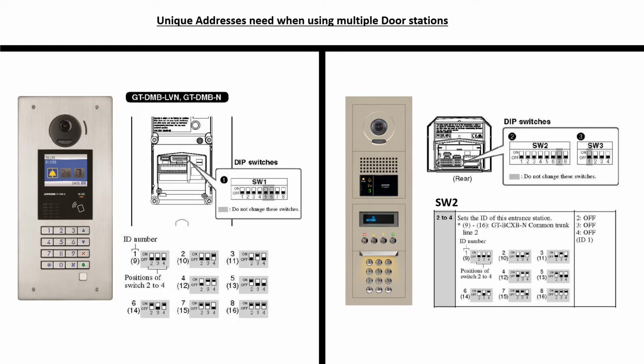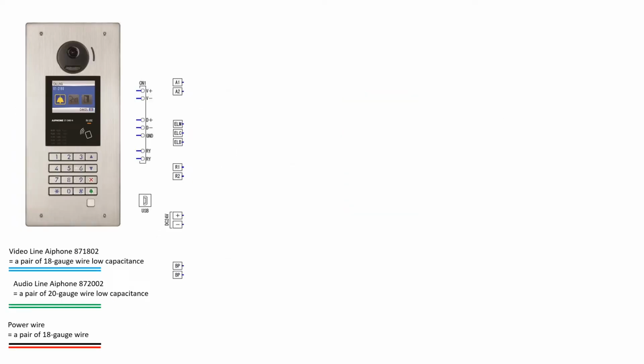Once the entry panel IDs are set, let's take a close look at the connectors on the back of the unit. The most important connectors are on the top, A1 and A2, which is used for your video trunk line termination. Then you have ELM, ELC, and ELB, and that's going to be for your lock connection. Then you have R1 and R2, which is used for your audio trunk termination. And then you have plus and minus DC volts for your power.